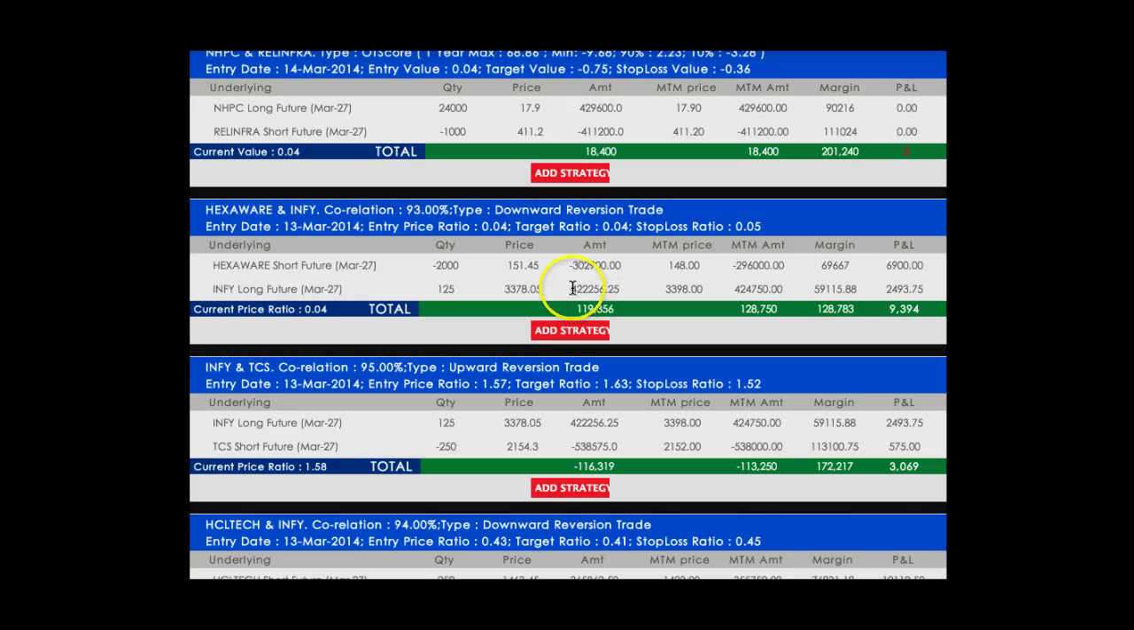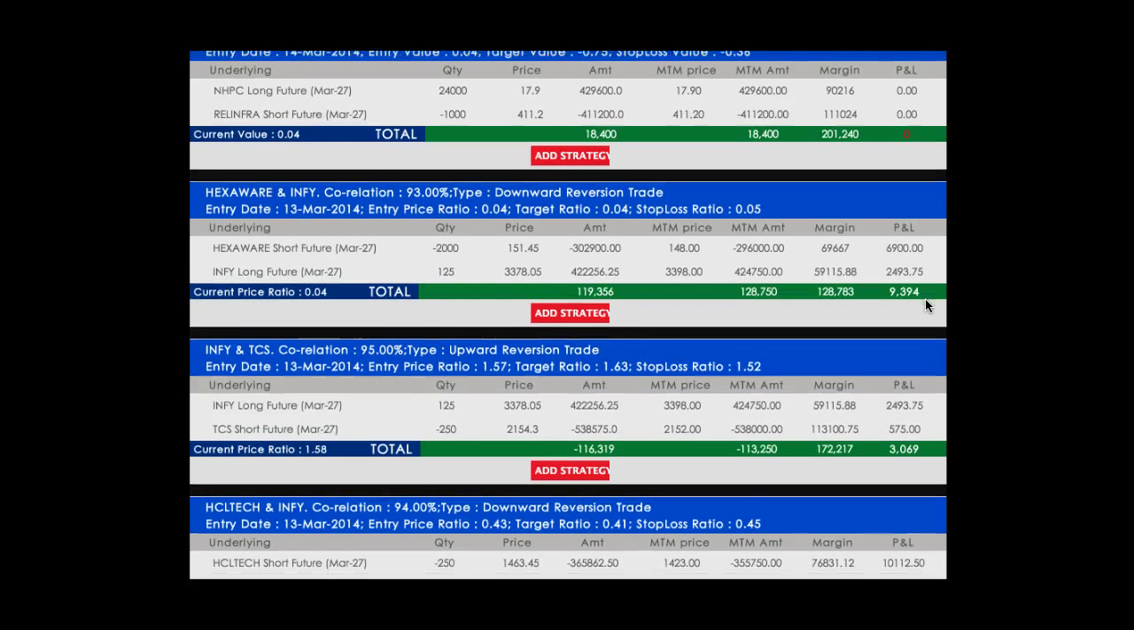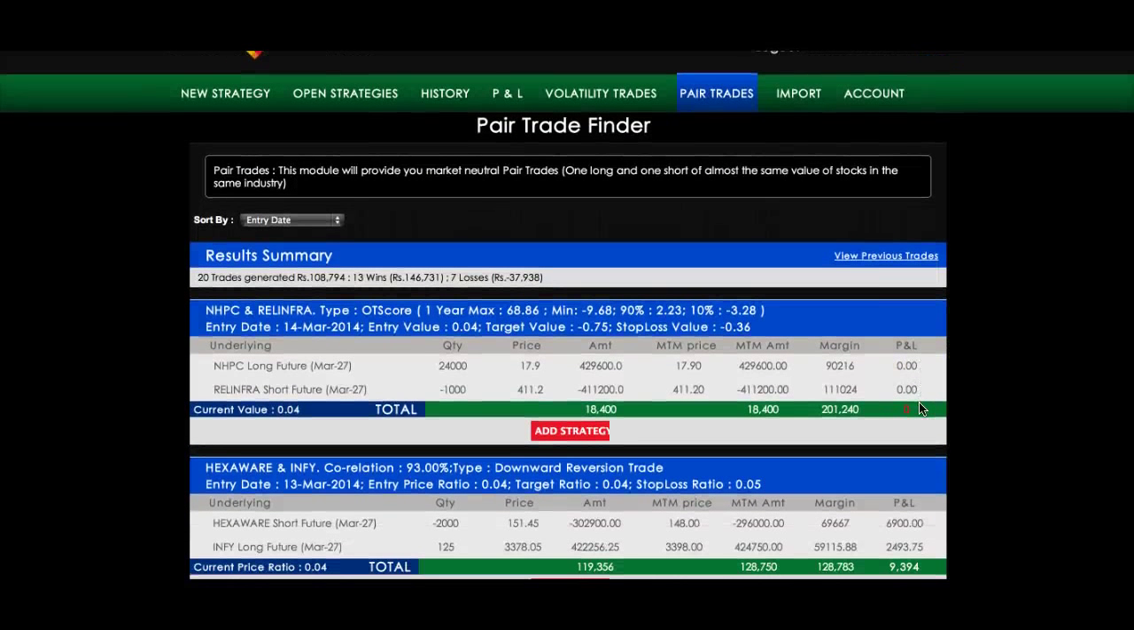So you're long 4,22,000 and you're short 3 lakhs. Even if there's a huge movement in the market, you're protected because these trades are market neutral. These are the entry prices when the trades were actually generated, this is the current MTM price, and this is the profit and loss you've made on this trade so far. This trade is still open because it has not reached its target or its stop loss. Once the target or stop loss is reached, the trade will automatically get closed.